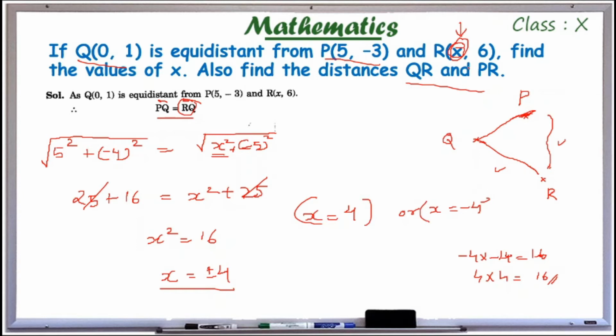Now I have to find the distances QR and PR. We have Q(0, 1) and R(x, 6). So R can have two values: (4, 6) or (minus 4, 6). So we have to find both distances.